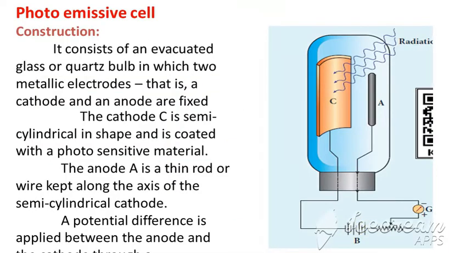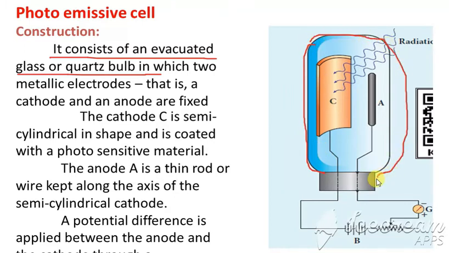Next we have the construction of the photoemissive cell. It consists of an evacuated glass or quartz bulb, in which two metallic electrodes, a cathode and an anode, are fixed.